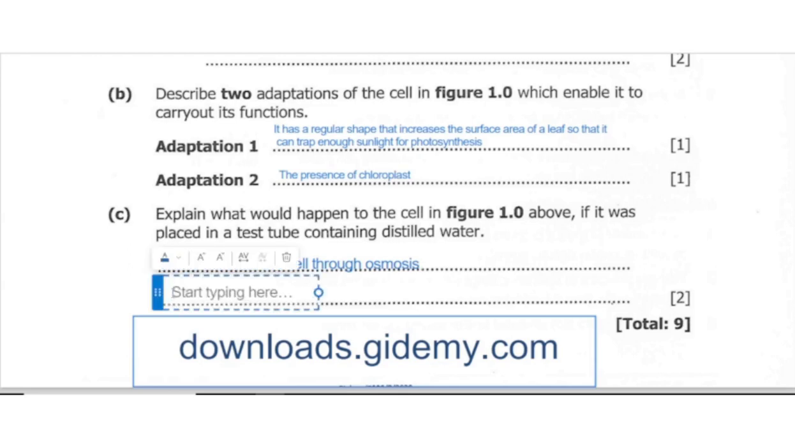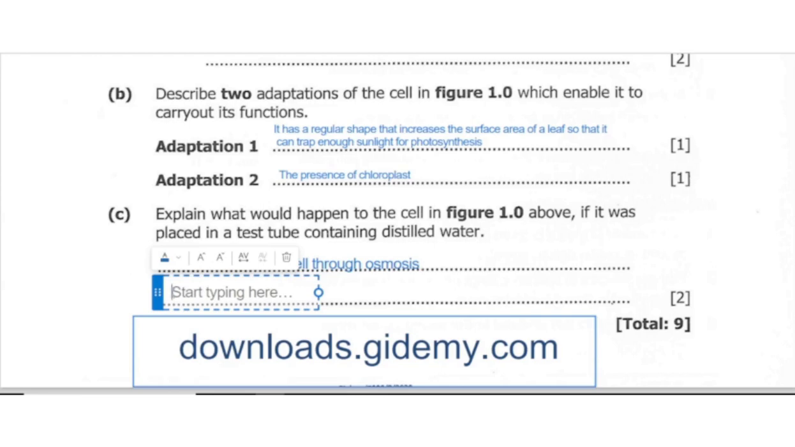Okay, so the other one is what will happen to the cell. Since the water will be moving from outside the cell going inside, there will be a lot of water going into the cell. That means the cell is going to become turgid. It's going to be bulged, it's going to suck in a lot of water.